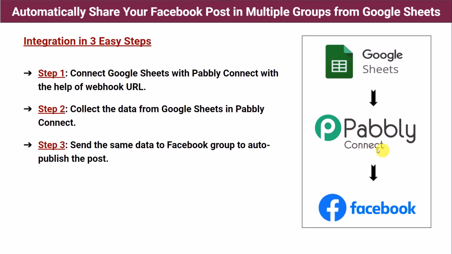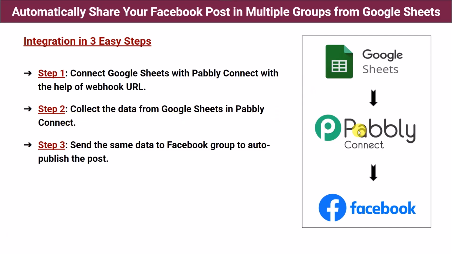First we have to go to Pabbly Connect. Pabbly Connect will offer us a webhook URL. That webhook URL we have to paste into the Google Sheets, and it will create an integration between Google Sheets and Pabbly Connect. At step 2, collect the data from Google Sheets in Pabbly Connect.